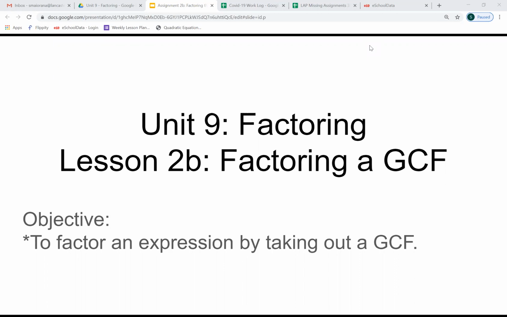Welcome to lesson 2B of unit 9. We talked about how to find a GCF last time, and now we want to actually get into factoring, which is the title of this unit, and factor an expression by taking out a GCF.